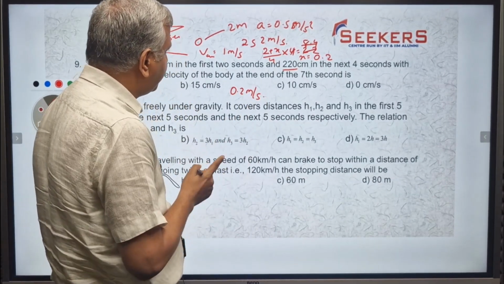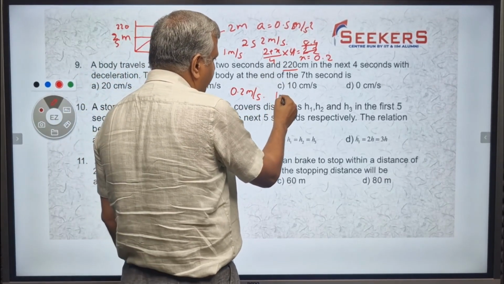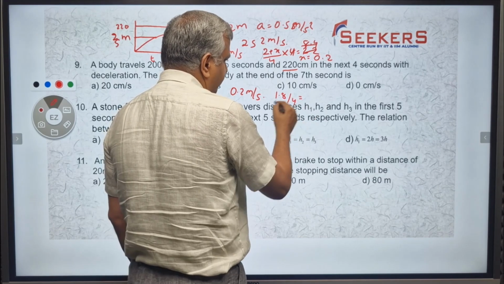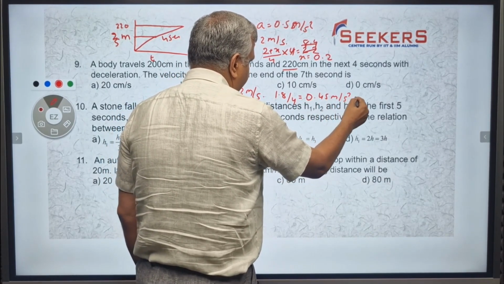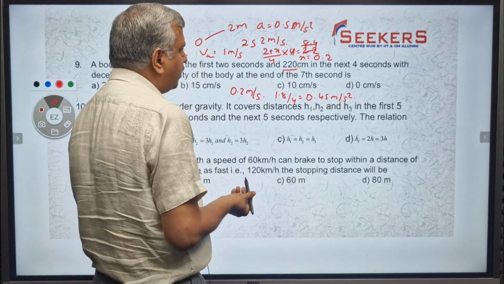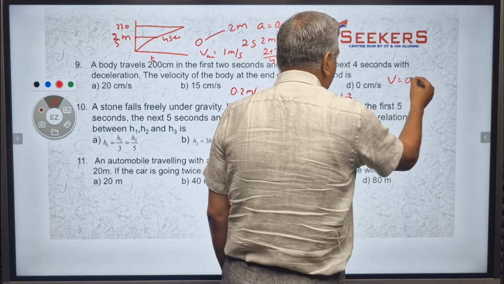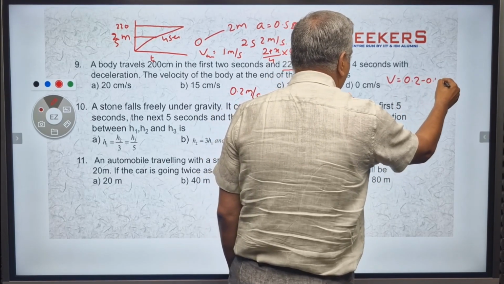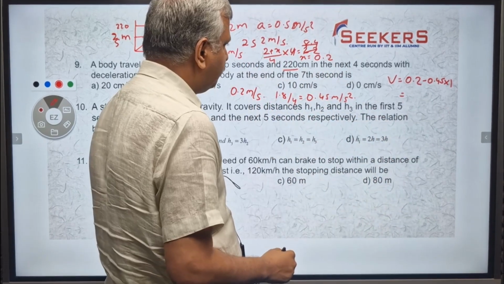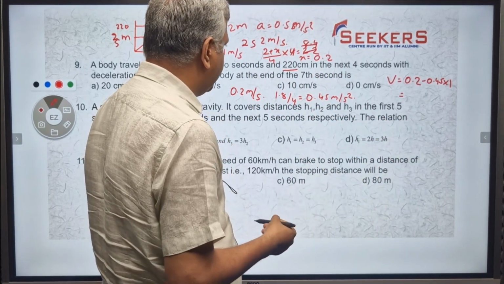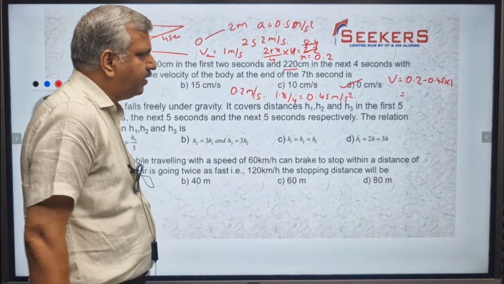Now at the end of the 7th second, what is the deceleration also we can find out. From 2 it has gone to 0.2, that means it has reduced by 1.8 in 4 seconds. So that is 0.45 meters per second squared. This is the deceleration. So from here I can find out the velocity at the end of the next section will be 0.2 minus 0.45 into 1. So that will become 0.25, but on the negative side. So I'll say that the body would have stopped by then. Okay, so I would say that he has stopped.